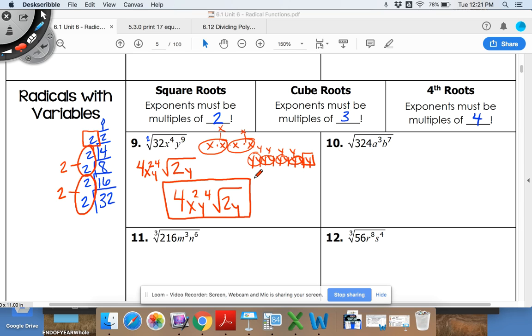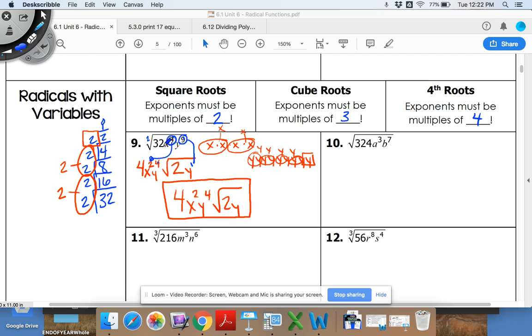Now I'm going to show you a couple ways to make that a little bit faster. So one way, I'm going to show you about the variables. Since the index is 2, we could take the exponent and divide it by 2. So 4 divided by 2 is 2, and so that's how I could quickly get that x to the power of 2 comes out. Then we get to 9. 9 divided by 2 is 4 with a remainder of 1, and so that remainder of 1 is what stays underneath.